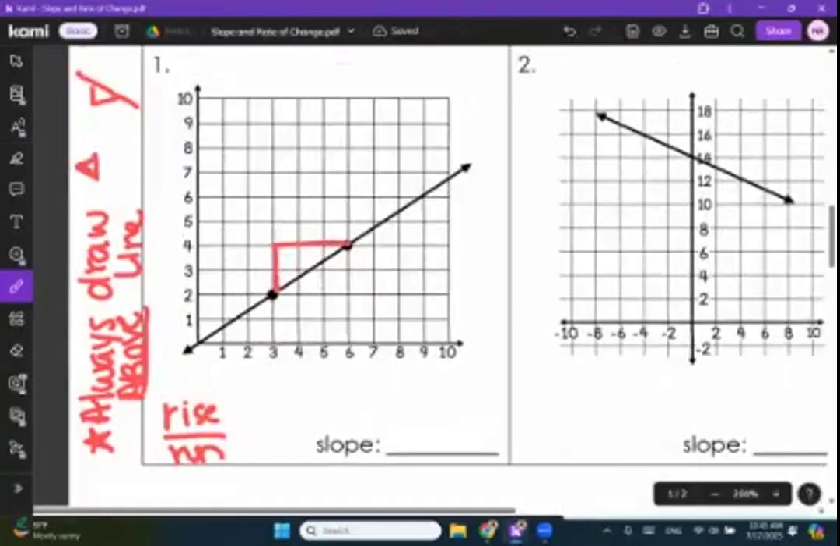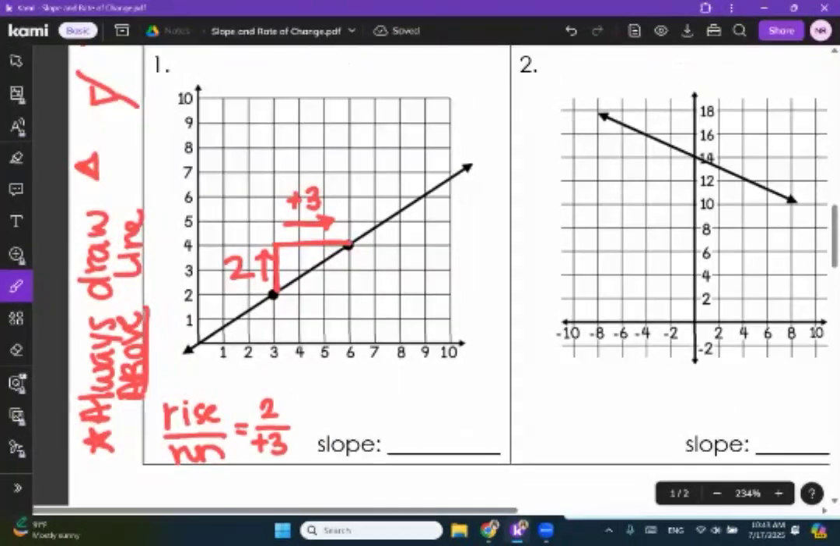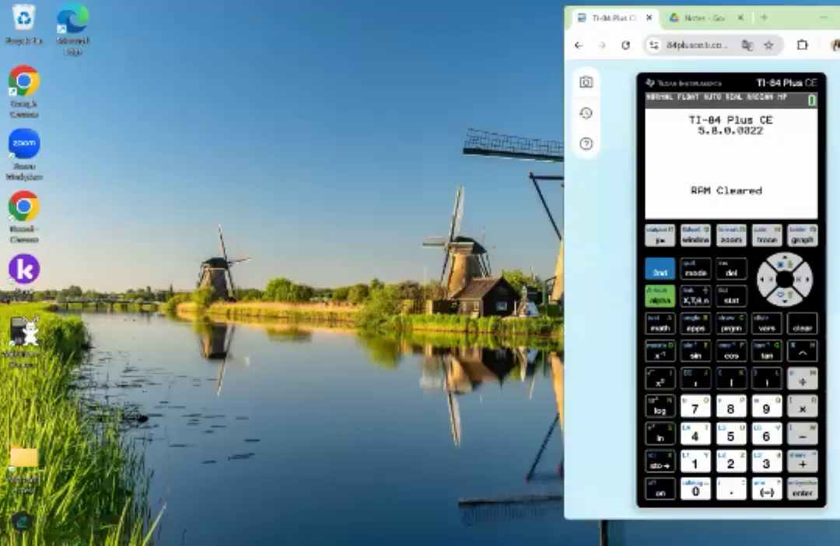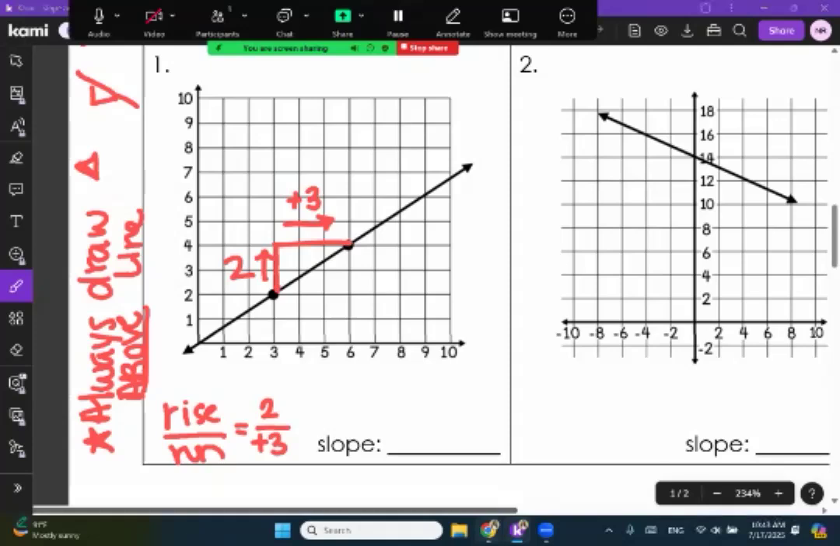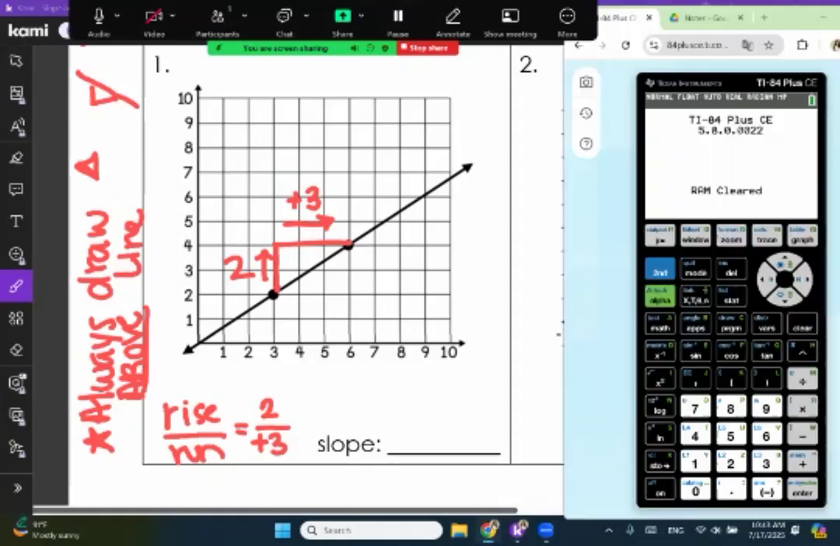Anyway, so how many do we go up? We rise by 1, 2 boxes. So the top number in my fraction is going to be 2. And now we're running to the right, 1, 2, 3 boxes. Since we're running to the right, that makes my slope positive. Now, one thing about slope is that 9 out of 10 times you're going to end up with a fraction. And so with all fractions, we want to simplify. I left my calculator ready to go, and here we go.